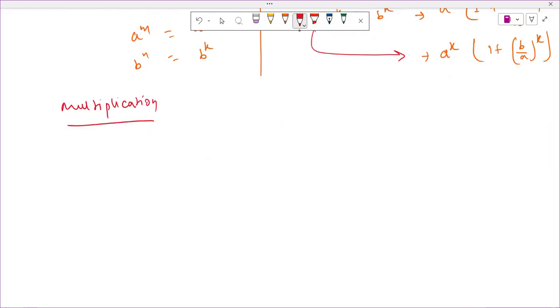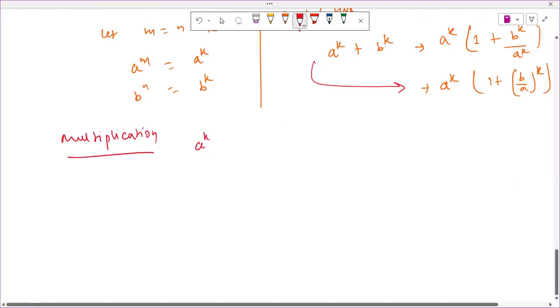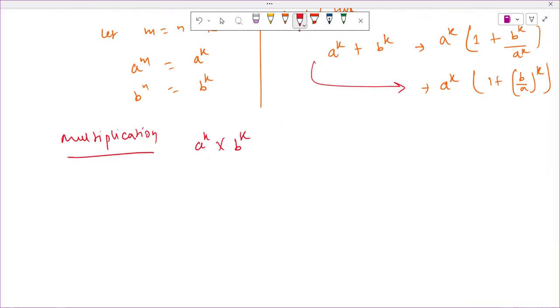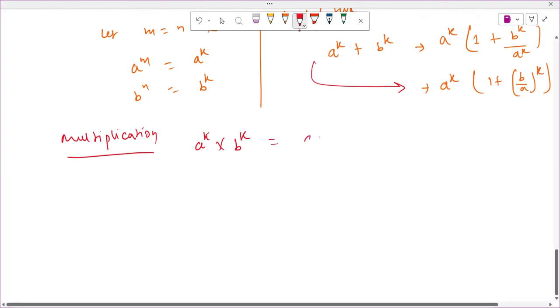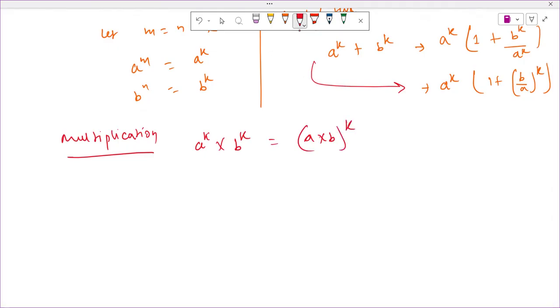Now when you have multiplication, what are you going to multiply? a to the power k to b to the power k, right? So what you can see here is that your power k is the same, but your base is different. So you can easily write (a into b) and the whole power k. It's simple, right? It's very simple.